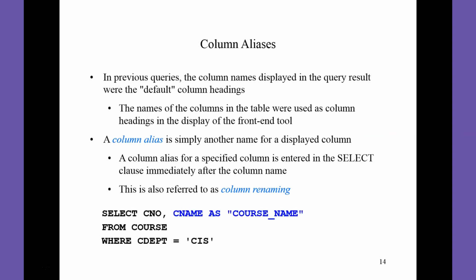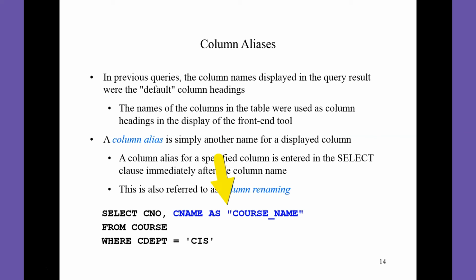In this example, the CNAME column will be supplying the values for the second column in the result table, but the name given to this column in the result table will not be CNAME, it will be course name. A couple comments on the syntax here. The as keyword is not strictly required. I believe it's a good idea to use this because it brings immediately to the attention of someone reading the query that you're renaming the column. But it's not a strict requirement.